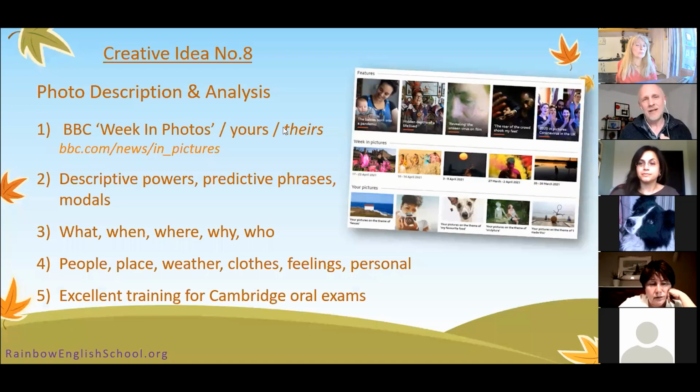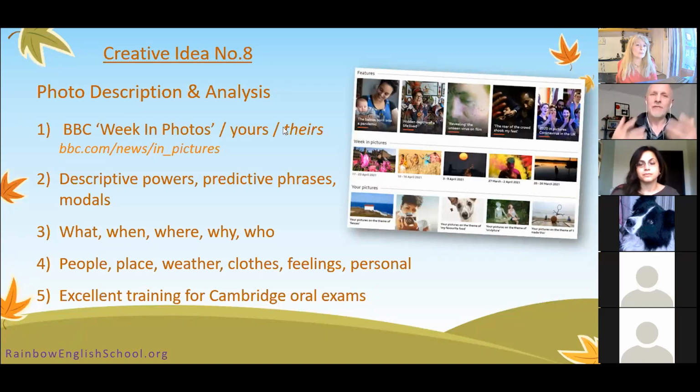And can we take it a step further? Guess whose photographs you could also use? The students' photographs. They bring in photographs. Okay, they could have clipped them from a magazine, but how much better if they took the photograph? Can you imagine how much more interested the students will be if they give their photograph to their classmates who then describe it?